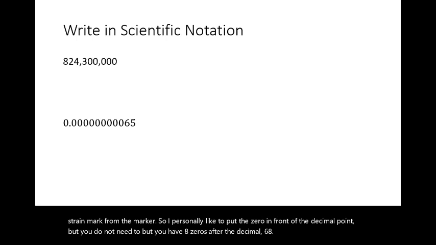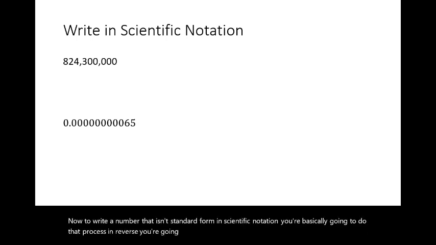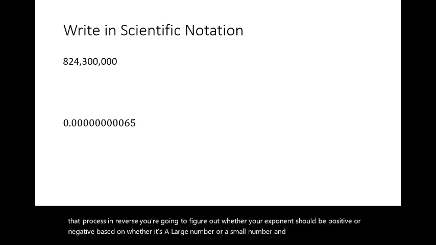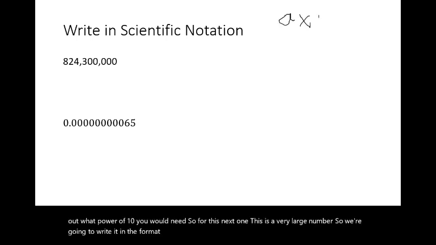Now, to write a number that is in standard form in scientific notation, you're basically going to do that process in reverse. You're going to figure out whether your exponent should be positive or negative based on whether it's a large number or a small number. And then you should figure out what power of 10 you would need. So for this next one, this is a very large number. So we're going to write it in the format of a times 10 to some power n. In this case, because the number is large, the power on 10 is going to be positive.